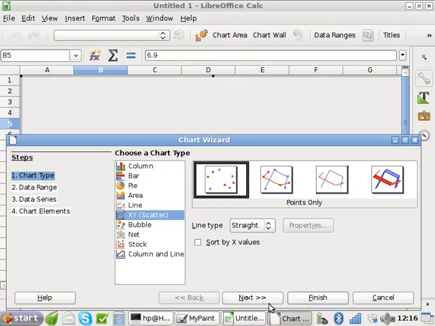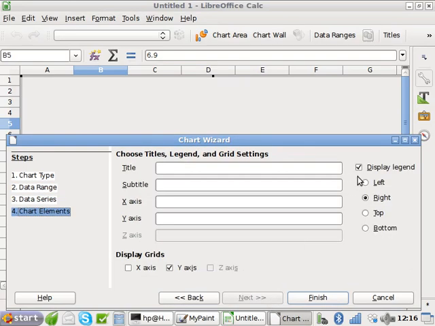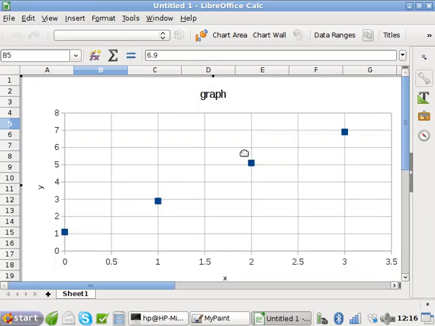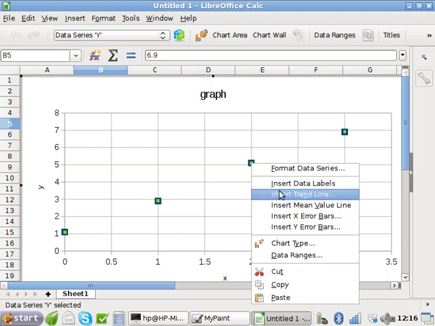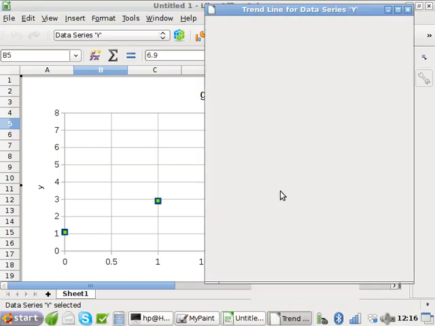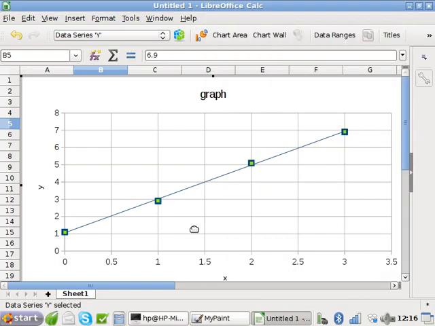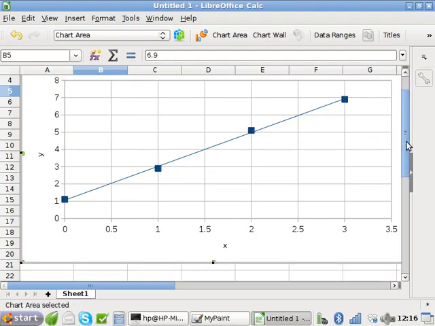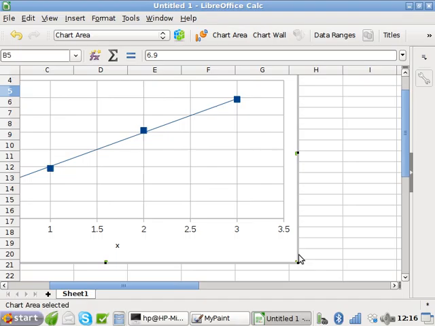Scatter, XY, next, X, Y, graph, finish, insert trend line. Maybe I'll make the numbers a little bit bigger since it almost looks like it's perfect. I don't want it to be perfect.